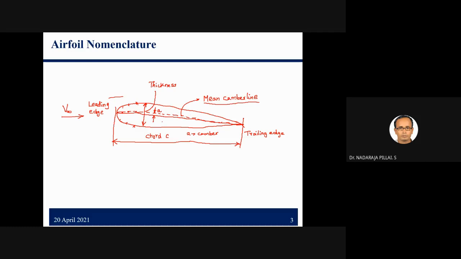And as usual, you know very well the angle between the chord line and, say, if this is the chord line, if this is the airfoil, and this angle is the angle of attack alpha. So we know this angle of attack alpha.